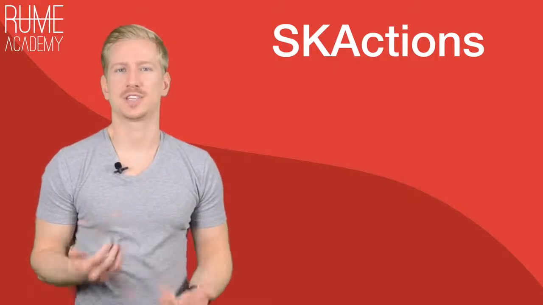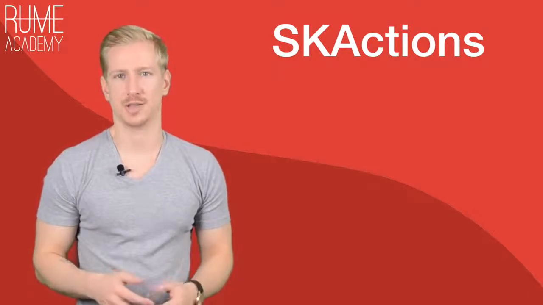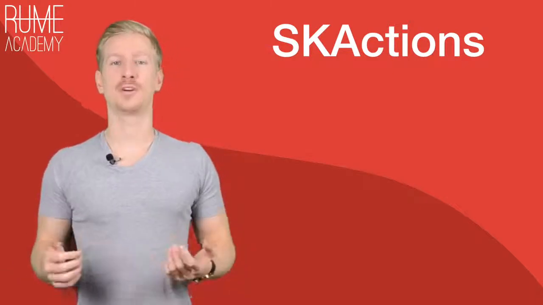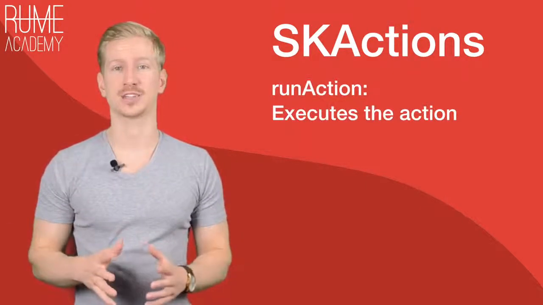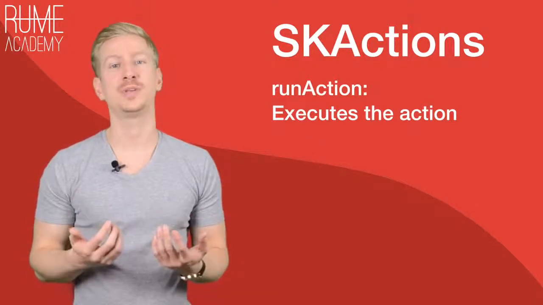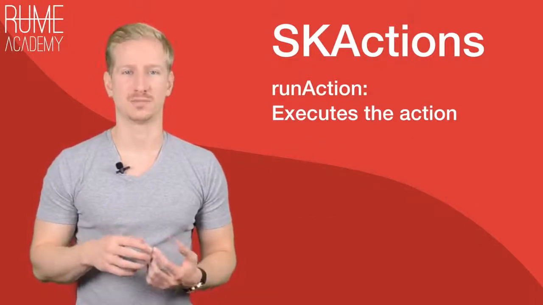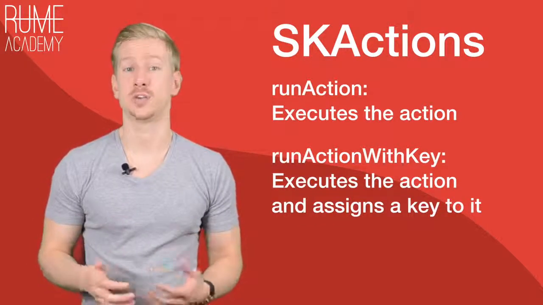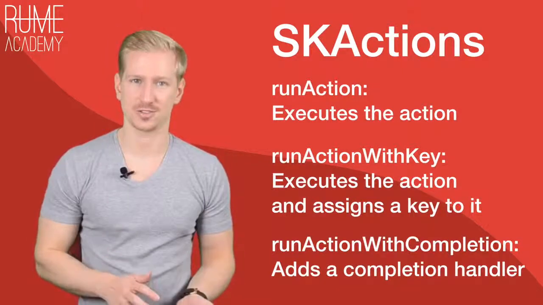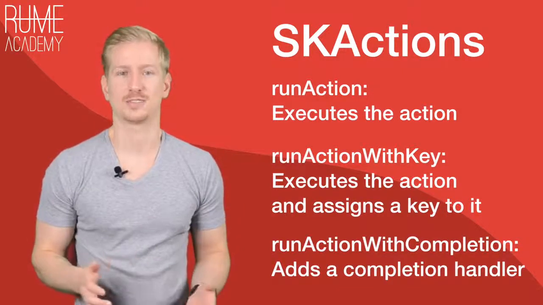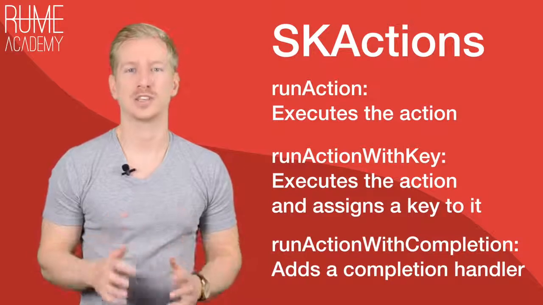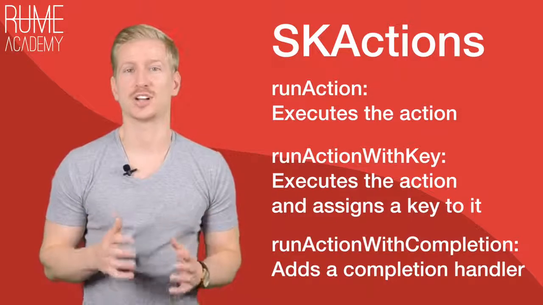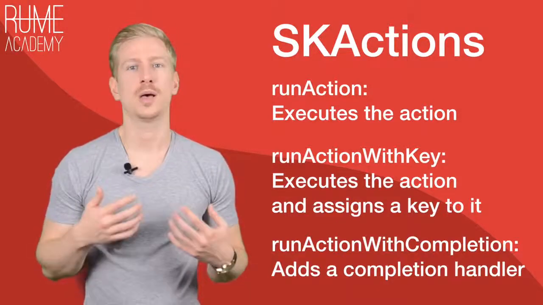Every node is capable of performing actions, and there are three methods we can use to do so. One method would be simply to run the action. Another one would be adding a key to the action, which would allow us to reference it. And the third method would be a completion handler, which will be executed as soon as the action is completed, as the name suggests.